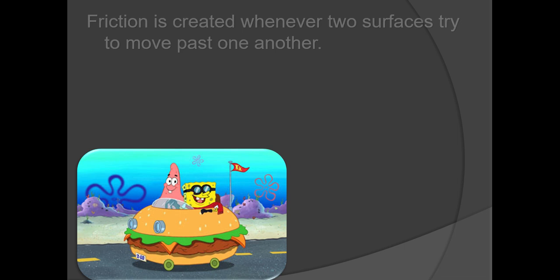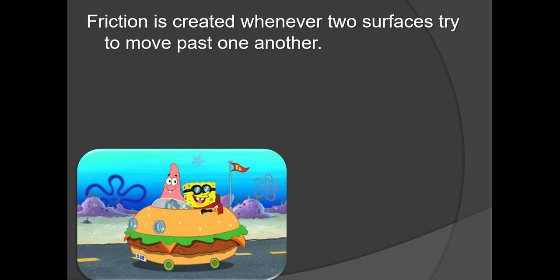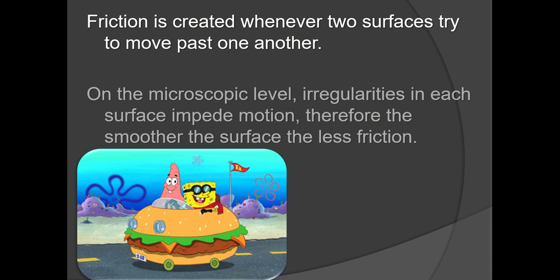So what is friction? First of all, friction is created whenever two surfaces try to move past one another. So let's say you're sliding an eraser along the whiteboard, right? That's the surface of the eraser, the felt, against the plastic or whatever the surface of the whiteboard is. Or for example, a tire rolling along the road. So we have rubber and pavement. And whenever again you have two surfaces interacting like that, there's going to be friction.